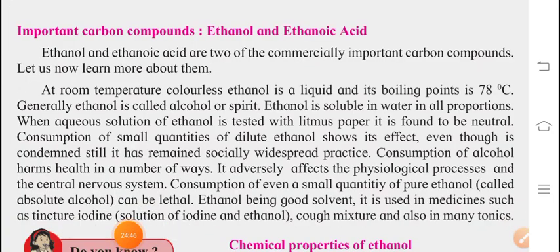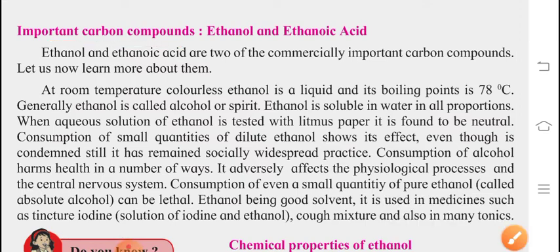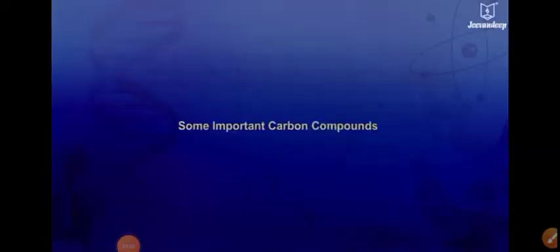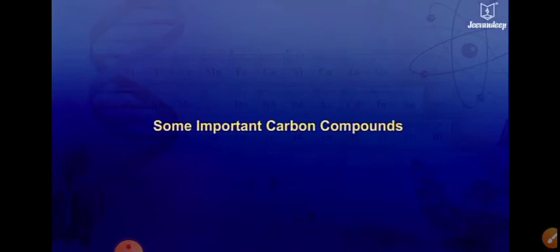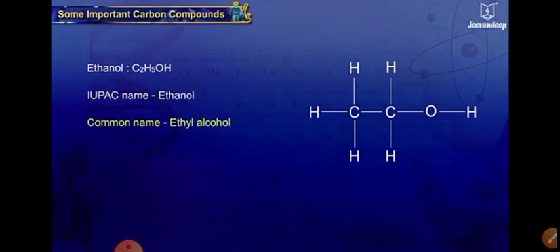Next topic is important carbon compounds, in that ethanol and ethanoic acid. Ethanol, its chemical formula is C2H5OH. IUPAC name is ethanol and its common name is ethyl alcohol. Commercial name is spirit.